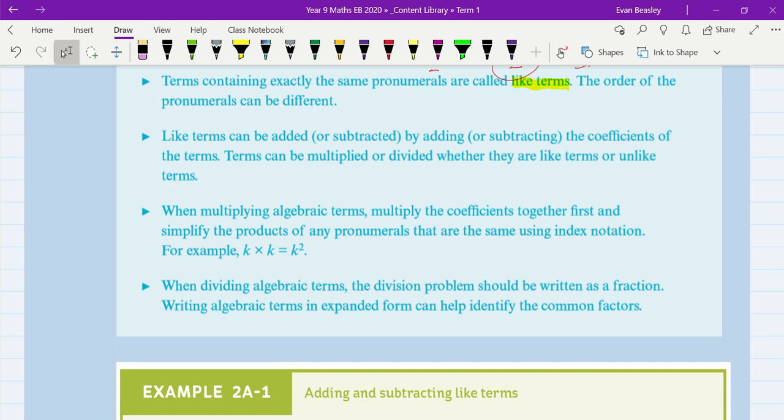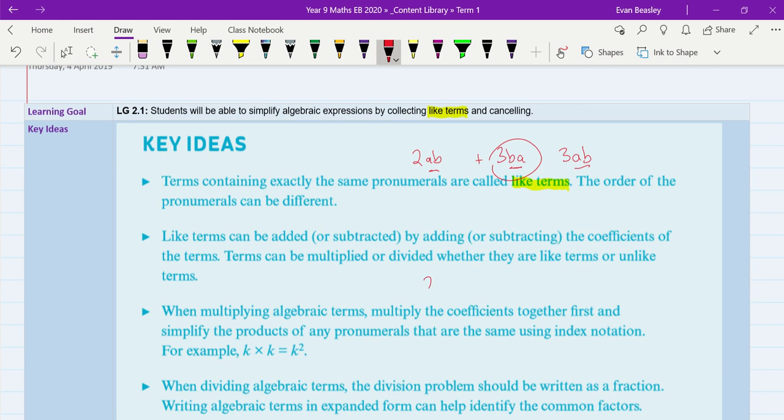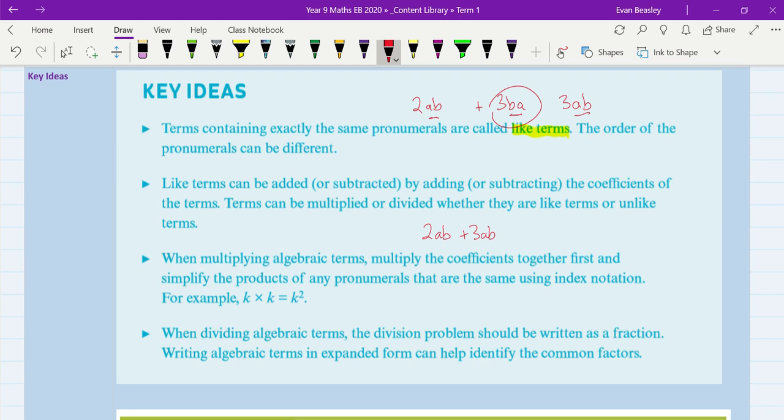Now like terms can be added or subtracted by adding or subtracting the coefficients of the terms. Terms can be multiplied or divided whether they are like or unlike terms. So if I'm looking at this example here, 2AB plus 3AB, here are our coefficients, and I can simplify this by adding to make 5AB, because the terms are like terms. They have exactly the same pronumerals, or letters.